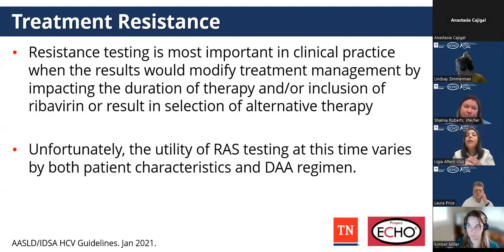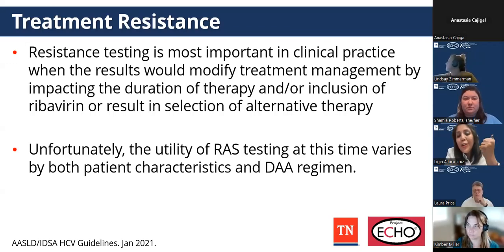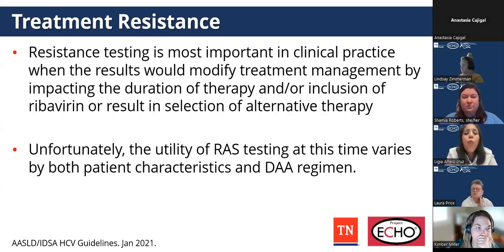And we talked about that. Some of those will require not 12 weeks, but 16 weeks or 24 weeks, or you may be thinking about including ribavirin as an alternative therapy, because they have failed or shown resistance. Now, the utility of RAS testing at this time varies by both patient characteristics and the regimen that we have. So that is something very important. Although we don't do it on every patient who has failed for the first time, we do have the option to send this to the lab.